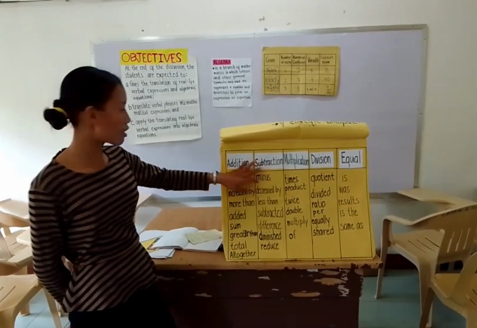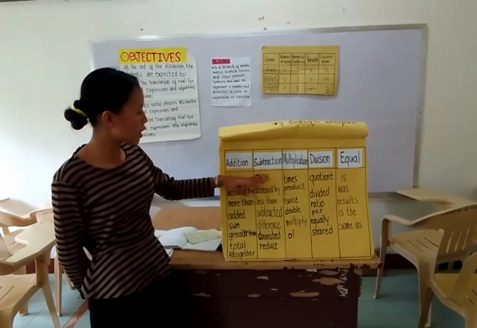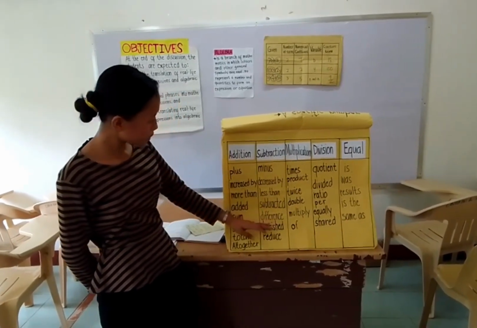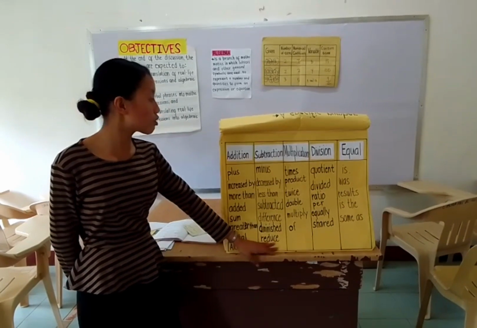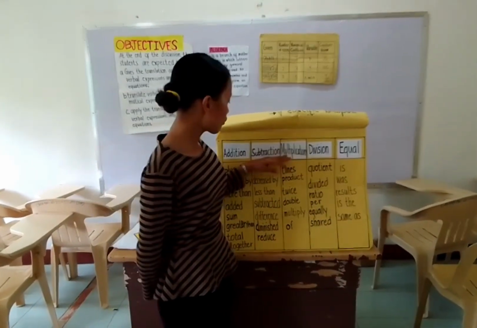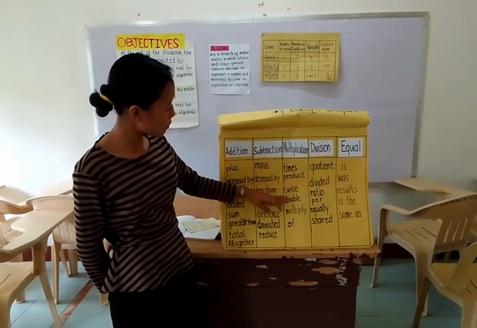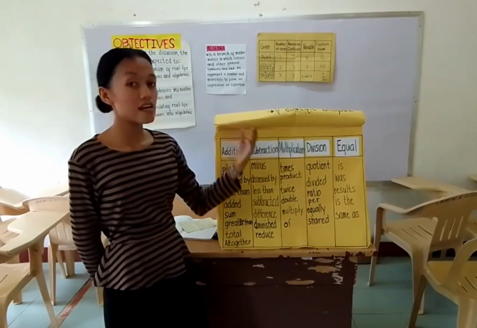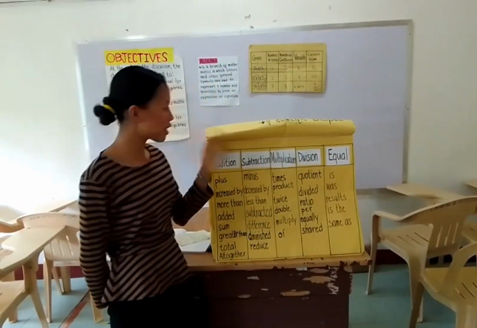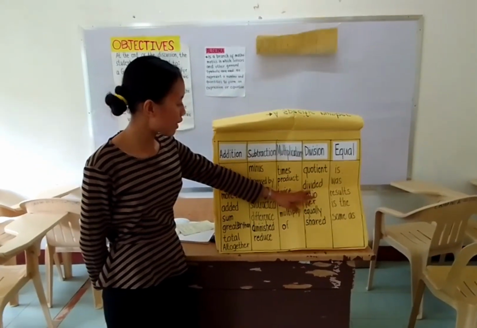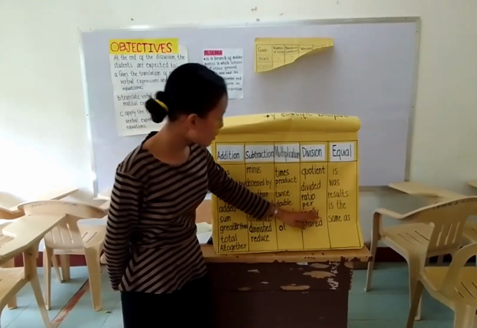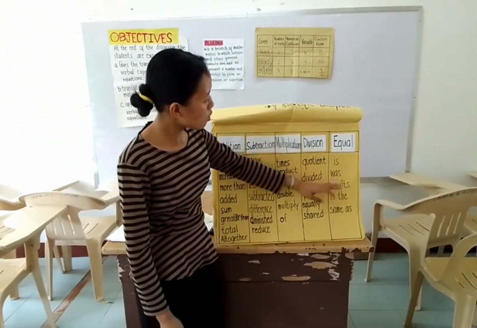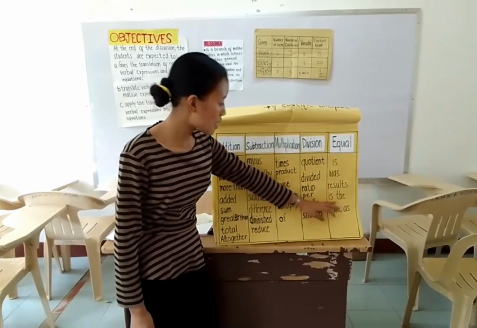Next is subtraction. The keywords in subtraction are minus, decreased by, less than, subtracted, difference, diminish, and reduce. In multiplication, we have the keywords times, product, twice, double, multiply, and last of. Next is division. The keywords here are quotient, divided, ratio, pair, equally, and shade. And in equal, we have is, was, results, is that, and same as.